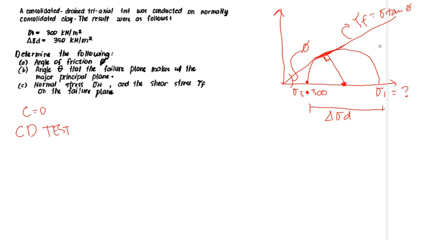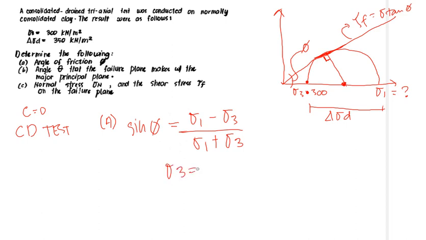First, we said we have to solve for the angle of friction. For the angle of friction, from our solution in the first problem, sine phi is equal to sigma 1 minus sigma 3 over sigma 1 plus sigma 3. We have the value of sigma 3. We don't have the value of our maximum shear stress, but we have the value of the deviator stress. So to get the value of sigma 1, we need to add sigma 3 plus our deviator stress, that is equal to sigma 1.